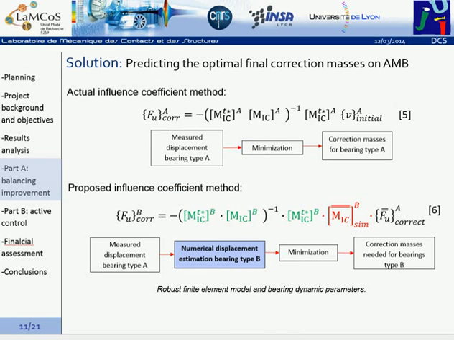The solution to this problem can be sought by adding a numerical estimation for this transition between bearings. I'm not going to explain the equations in detail, but I have summarized the information using these blocks. So the actual procedure consists of measuring the displacement, minimization, and introducing the correction for a type A of bearings. My proposal is to introduce the variations between one type of bearing to other using numerical estimations, and this is what is summarized here in this box.